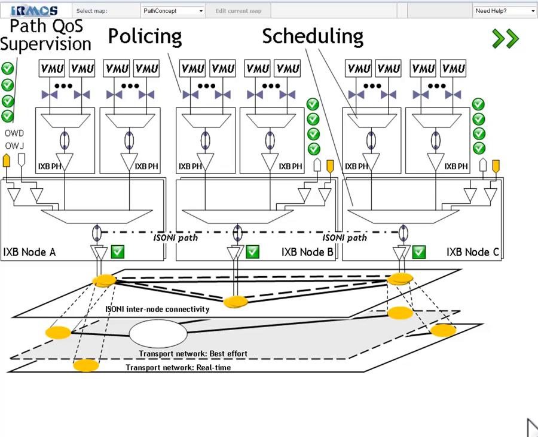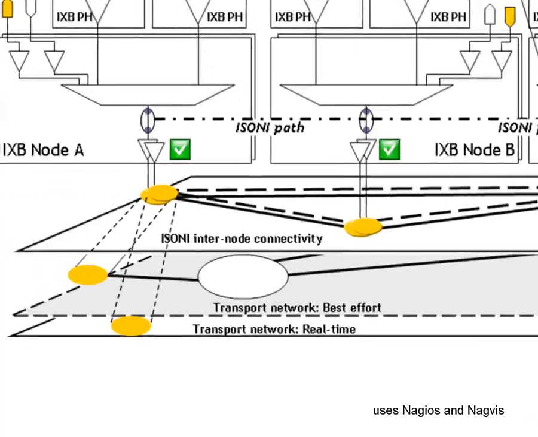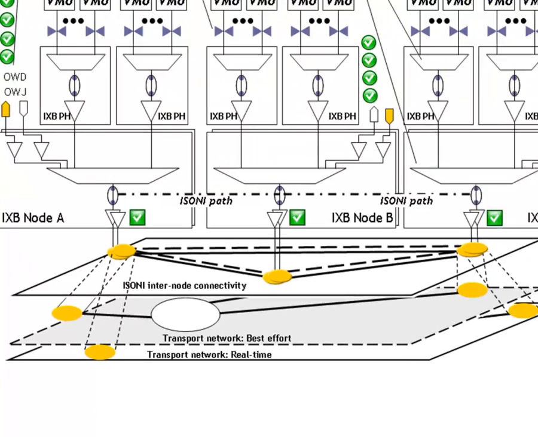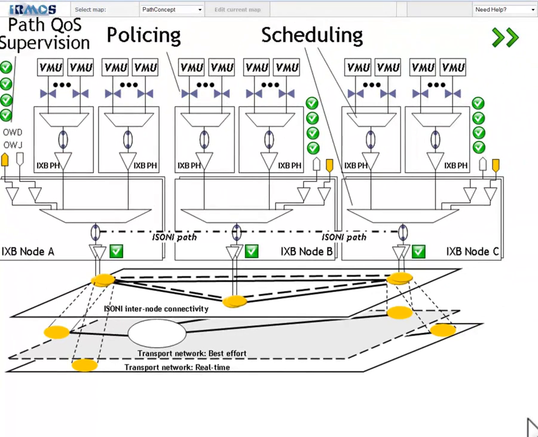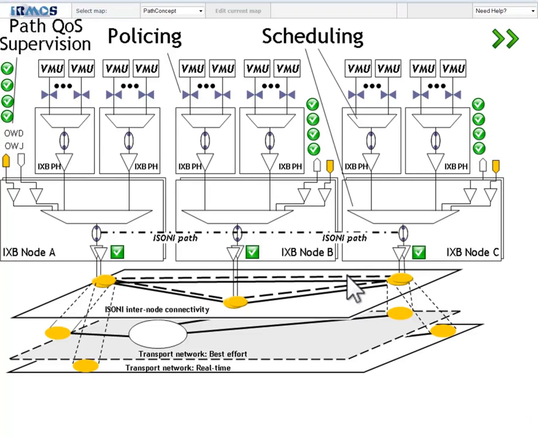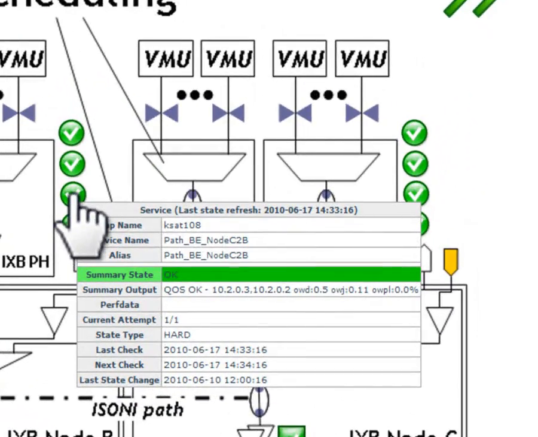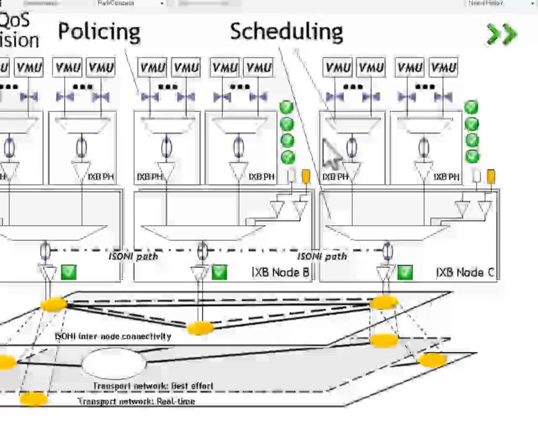This abstract network connectivity view has also been implemented in the prototype of the IRMOS project. It shows the two transport networks of the testbed, one foreseen for carrying the best effort traffic, and the other foreseen for real-time traffic. For each path, the health status is supervised by doing one-way delay and jitter measurements. Also, the loss rate of the test traffic is measured. Status aggregation of the path health simplifies the general view.